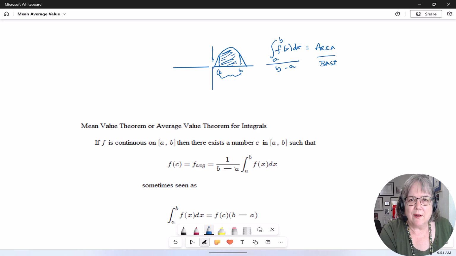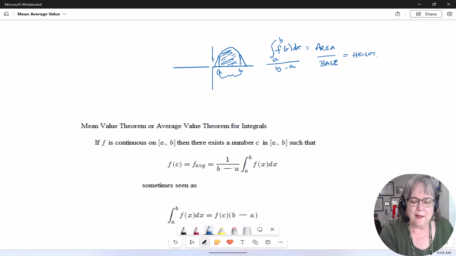Okay, so if I have an area divided by a base, then what that's saying is I can find an average height, right? Because the base times the height is the area. So taking an area and dividing it by the base, I would get an average height for just a flat rectangle that goes across there that would have the same area in it. Okay, so that's what we're doing.